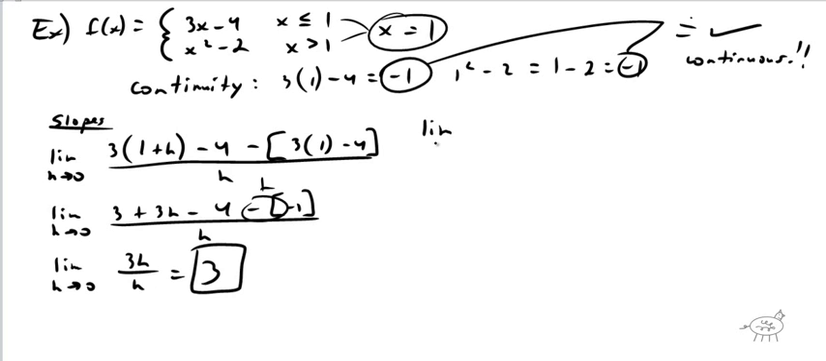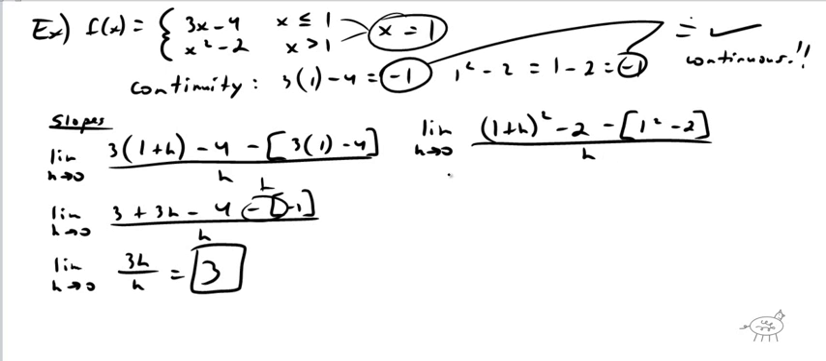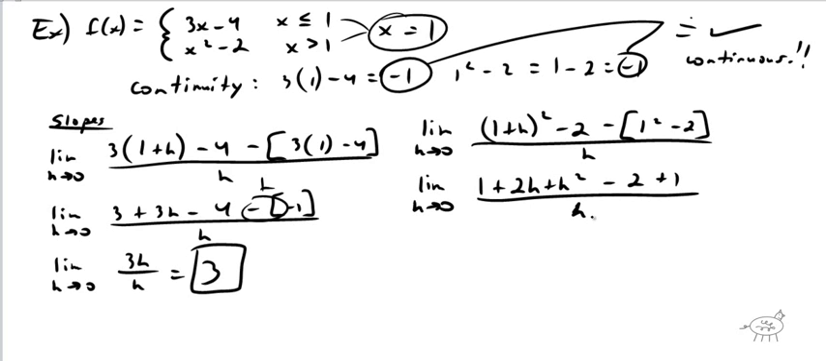And then limit as h approaches 0 of x squared, so it's going to be 1 plus h squared minus 2 minus parentheses 1 squared minus 2, all over h. So we get 1 plus 2h plus h squared minus 2. That's going to be 1 squared minus 2 is negative 1, so it's going to be plus 1, right? Over h. Okay, so 1 minus 2 is negative 1 plus 1. Of course, that better cancel out.